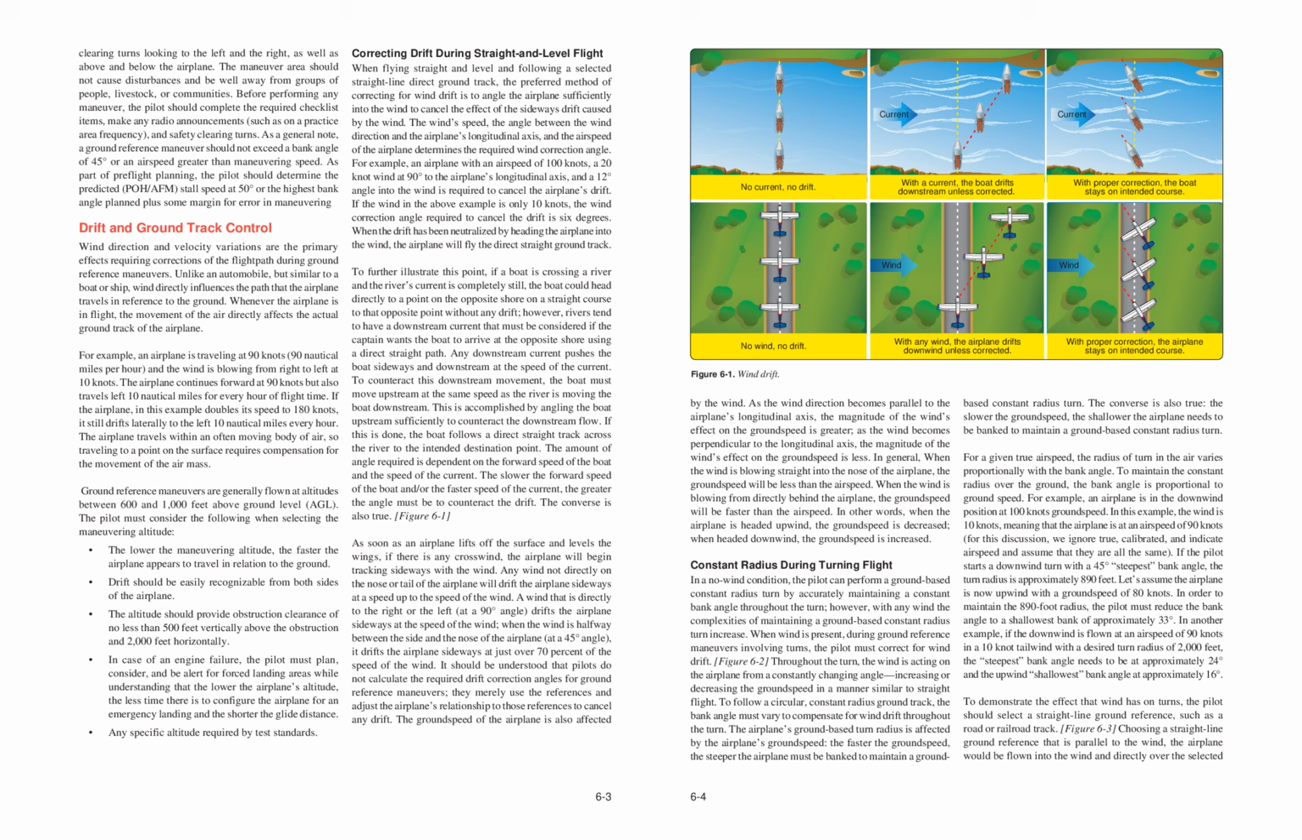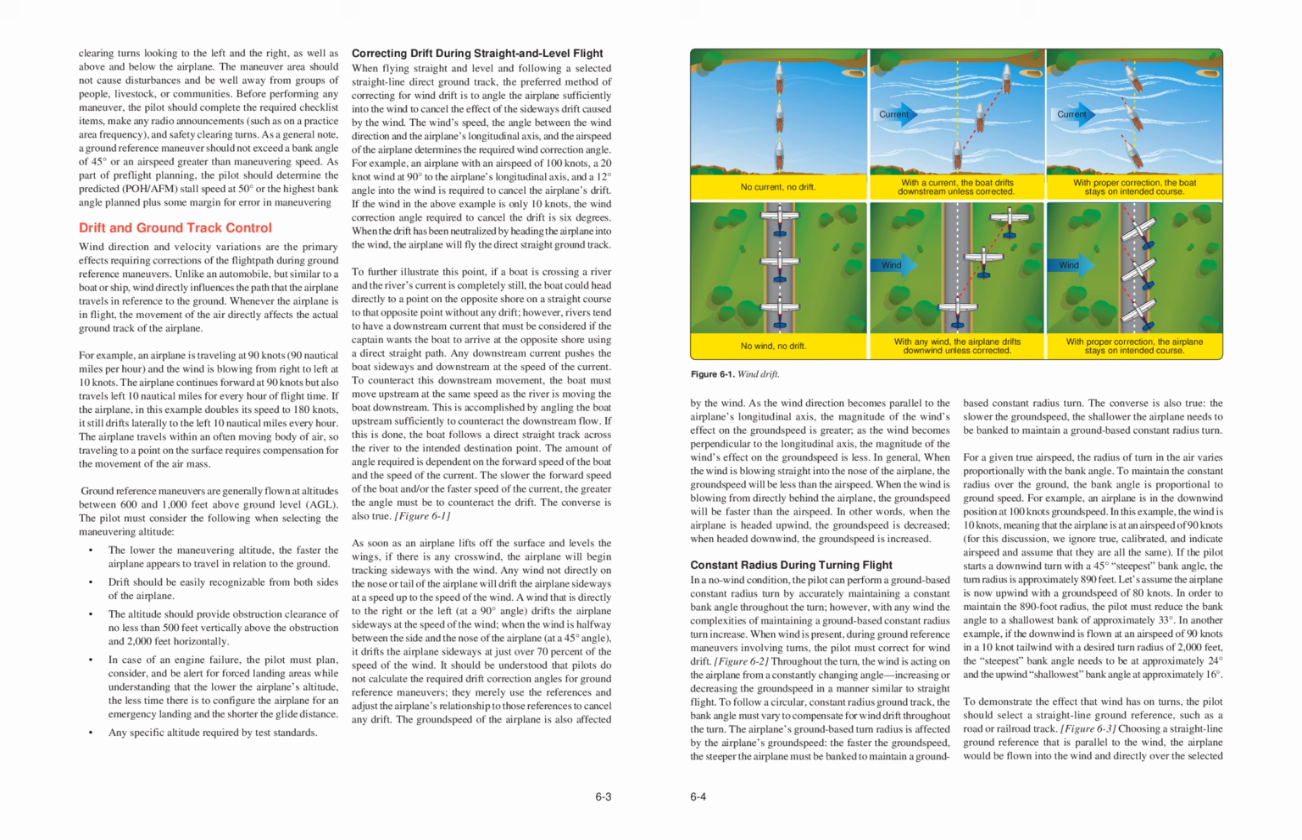Drift and ground track control. Wind direction and velocity variations are the primary effects requiring corrections of the flight path during ground reference maneuvers. Unlike an automobile, but similar to a boat or ship, wind directly influences the path that the airplane travels in reference to the ground. Whenever the airplane is in flight, the movement of the air directly affects the actual ground track of the airplane.